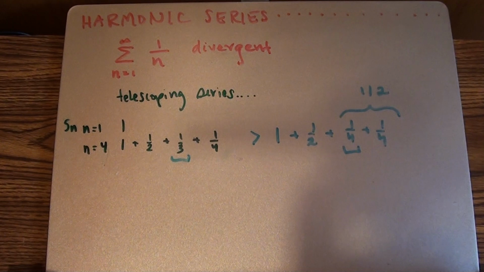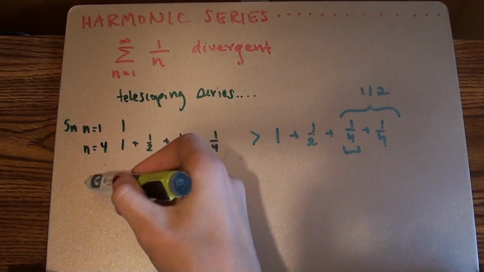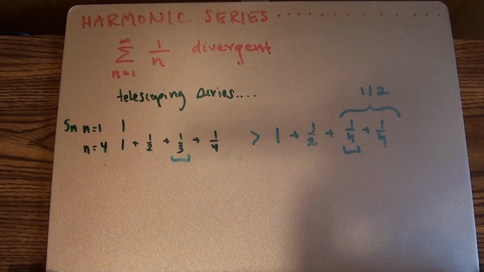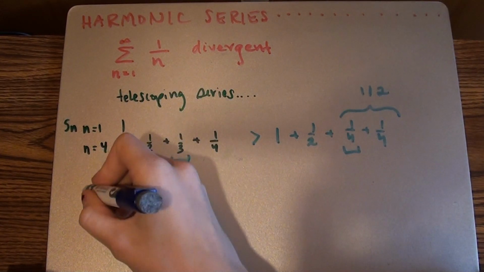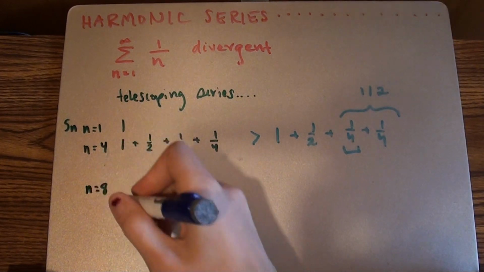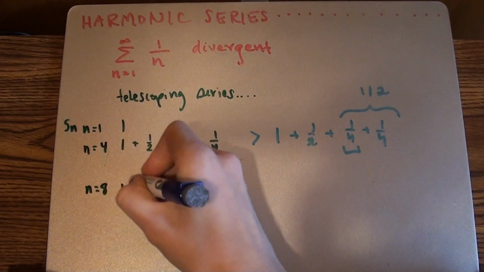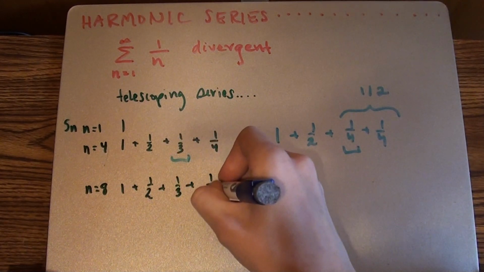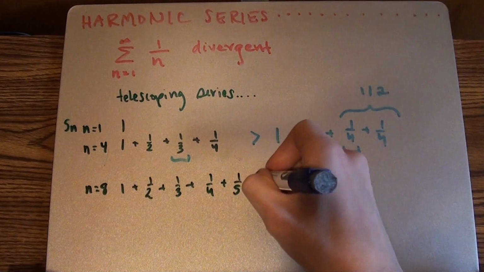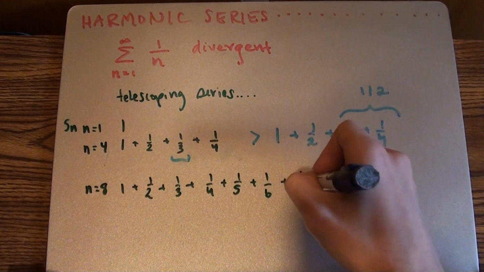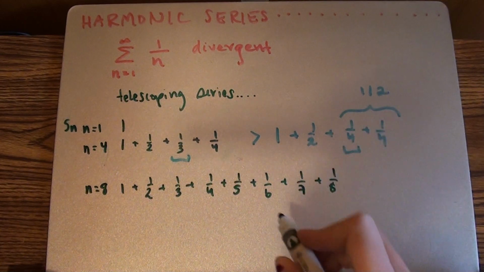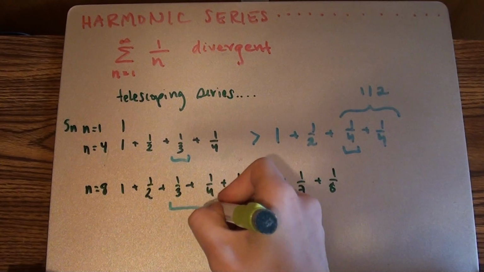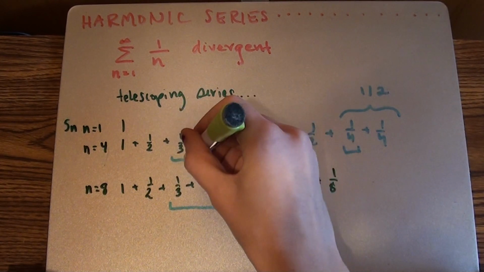So now if we keep doing some more partial sums, if you do n equals 5, you'll add on a 1/5. n equals 6, you add on a 1/6. So if we skip ahead a couple, let's skip ahead to n equals 8. We'll have 1 plus 1/2 plus 1/3 plus 1/4, 1/5, 1/6, 1/7, and 1/8, right? And we already made the argument before about this piece, up here.